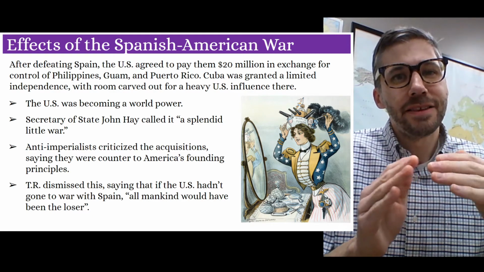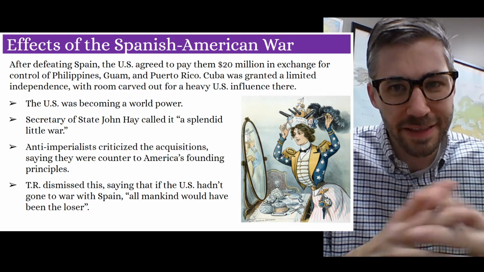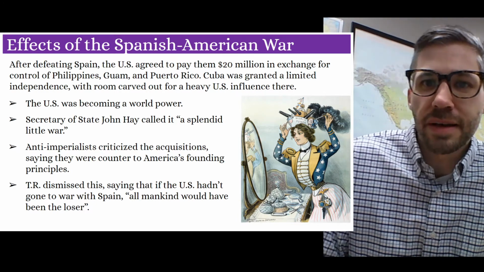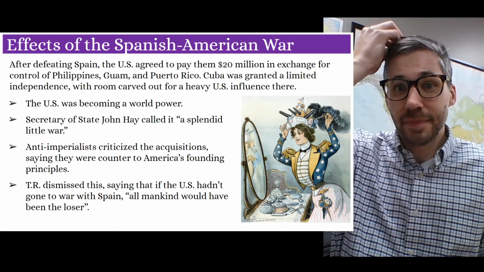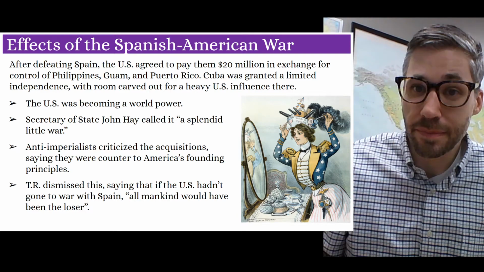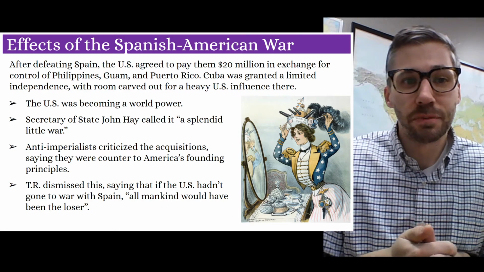So again, Cuba has independence, but there's a strong influence of the United States there. We'll give Spain $20 million and say, hope you had fun having an empire. See you later. And that's the end of that. And the U.S. now has an empire. It is now in the game, so to speak. It's got a seat at the table of world powers.